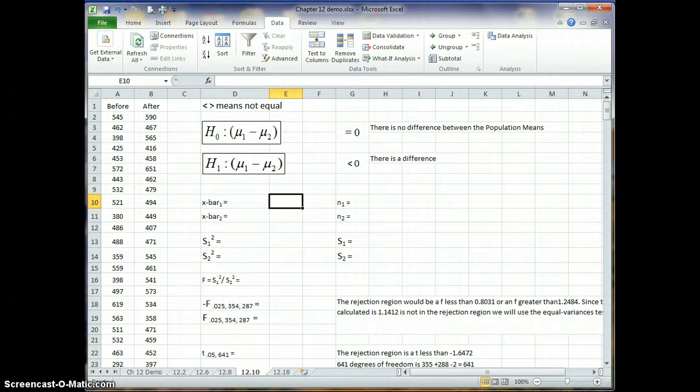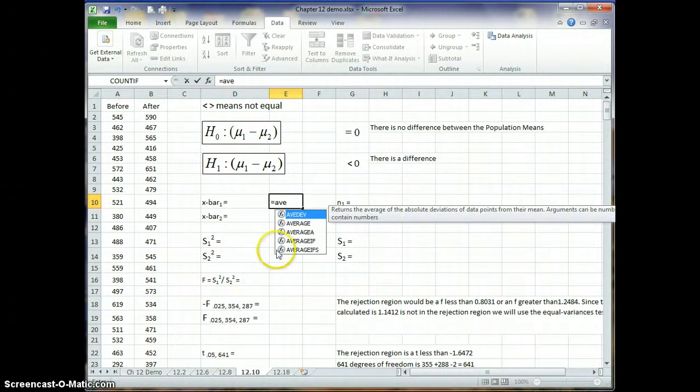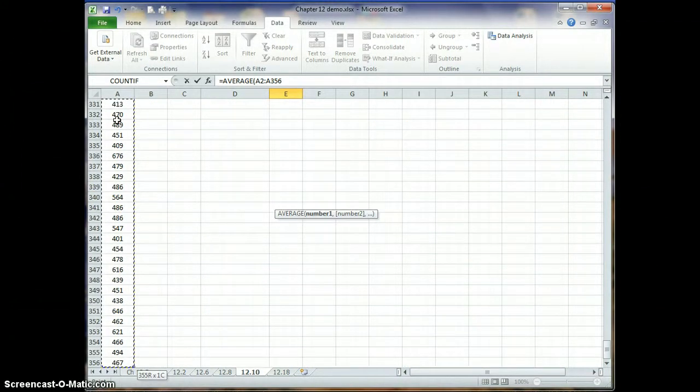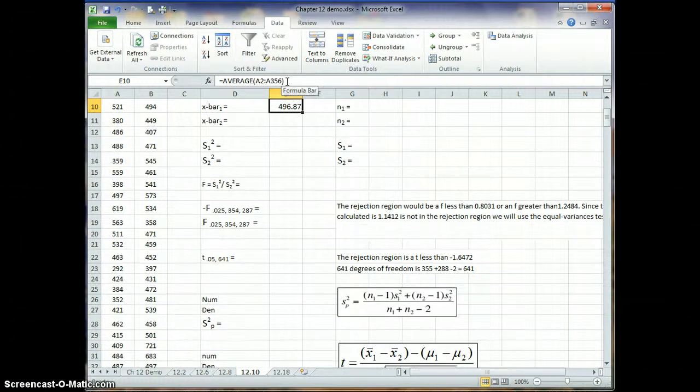So again, we're going to start with the X bar for 1, the before. It's the average. We're going over here to A2. If I hold my shift key down, hit the N key and then the down arrow, it brings us all the way down to A356, which is the end. And so we get an average of 496.87.